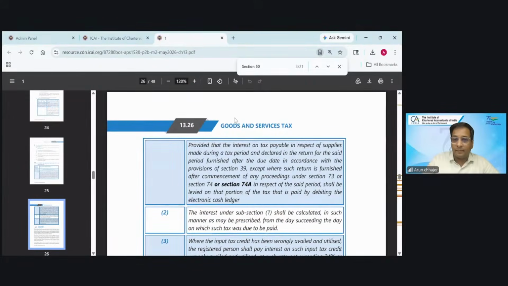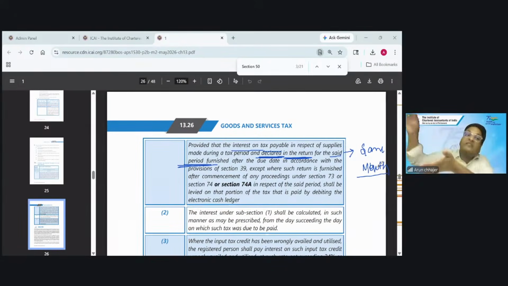Underline this word, interest on tax. They only highlight this word, declared in the return for the said period. What is the meaning of said period? Same month. Liability was reported in the same month and that return is being filed after the due date. Then only you can take the benefit of the interest on cash. No interest on ITC portion.